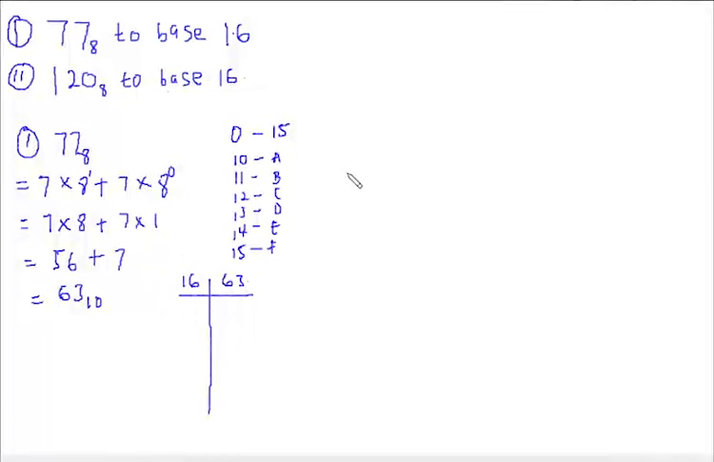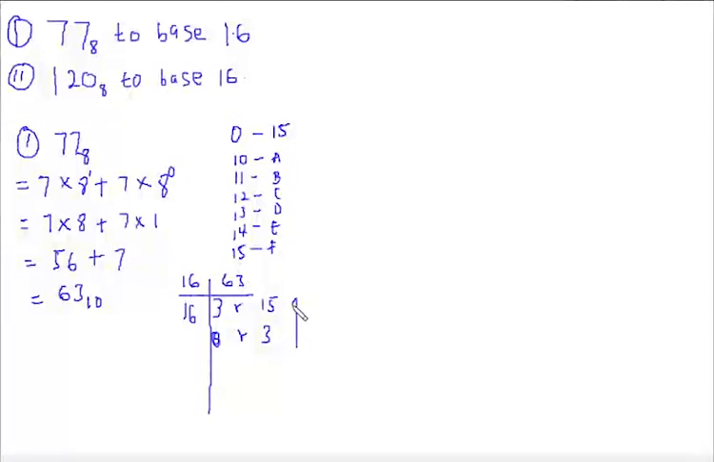We'll be using this notation to solve. If we have 10, we'll be using A to represent it, and if we have 11, we use B, 12, C. So in this case, we have 63 divided by 16. It happens 3 times, remainder 15. Then 3 divided by 16 doesn't happen, so it's 0, and I'm going to be taking this value 3 down. Then I'm going to be writing my answers from the bottom to the top.